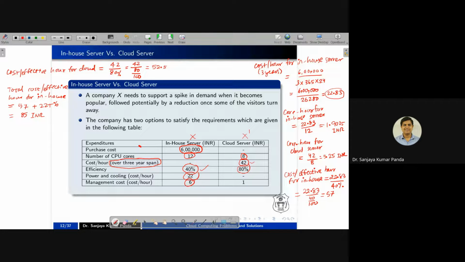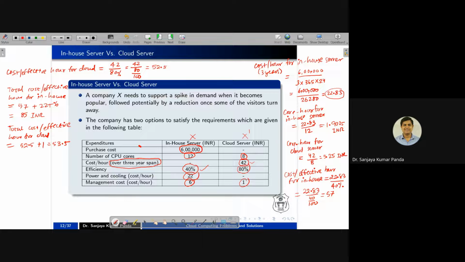Right? Similarly, if I go for the total cost for effective hour for cloud. Cloud, what is the cost? The cost you have calculated as 52.5. We'll add the additional cost also. In the cloud case, there is only one additional cost, that is the management cost. Right? There is no cost for power and cooling. The provider has to pay. So 52.5 plus 1. So you will get 53.5.